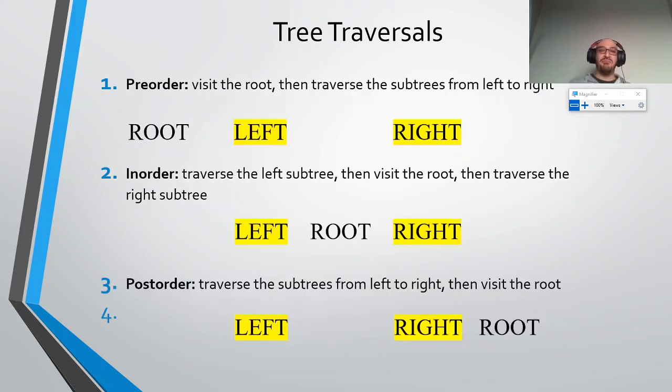Now, something important to keep in mind is that for pre-order, in-order, and post-order, the only thing that is changing is the position of the root. It is in which position you're visiting the root. Whether you're visiting the root before left and right, whether you're visiting it between left and right, or you're visiting it post left and right. That's why these traversals are called pre-order, in-order, and post-order. It's just the order of the position of the root with respect to the left and the right subtrees.